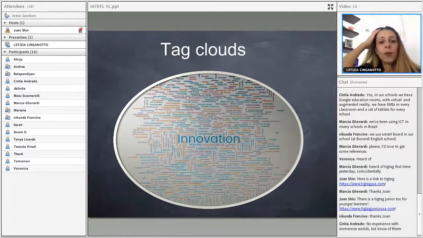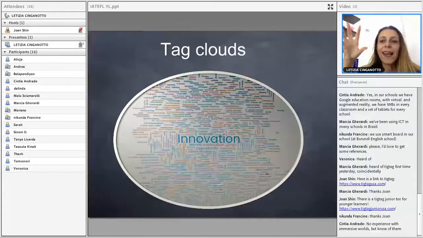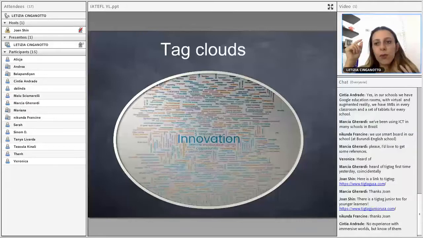Clouds is another tool that can help make this sort of cloud, very nice, very colorful. There are a lot of tools where you can put different words, and according to the number of occurrences, you have in the center the biggest word, which is the most popular. And you have tools like Mentimeter that allow you to do this synchronously, live with your students.